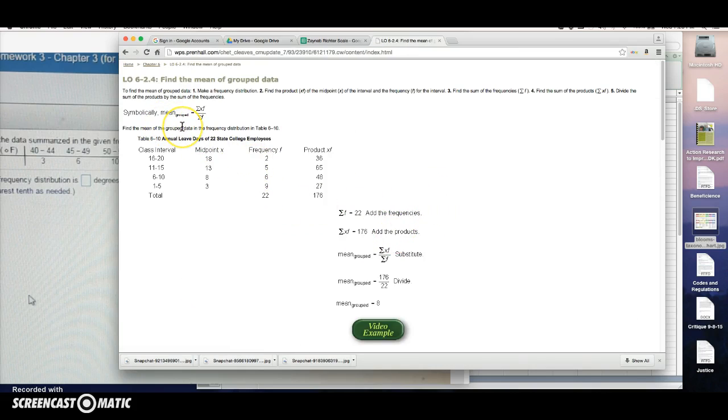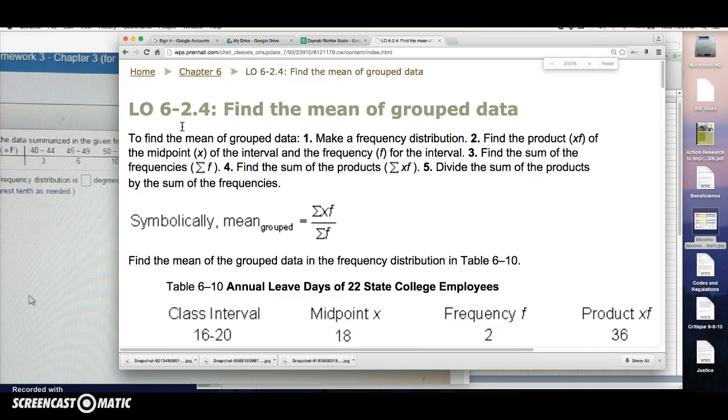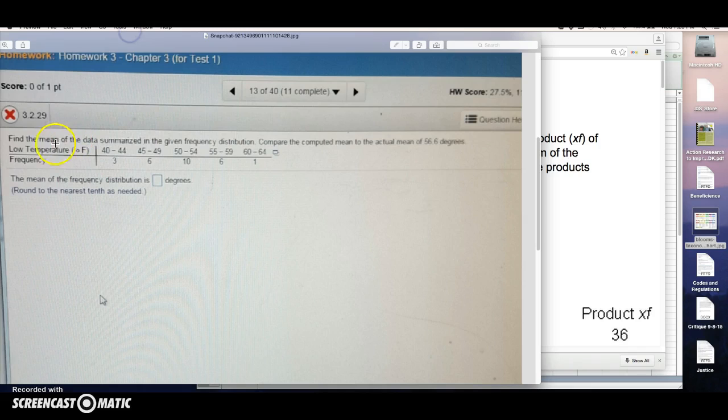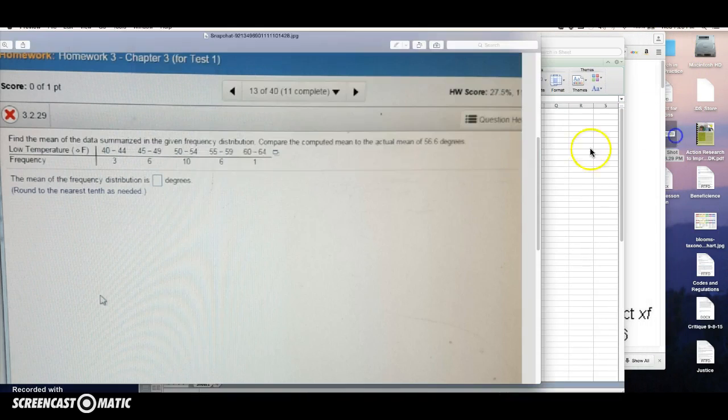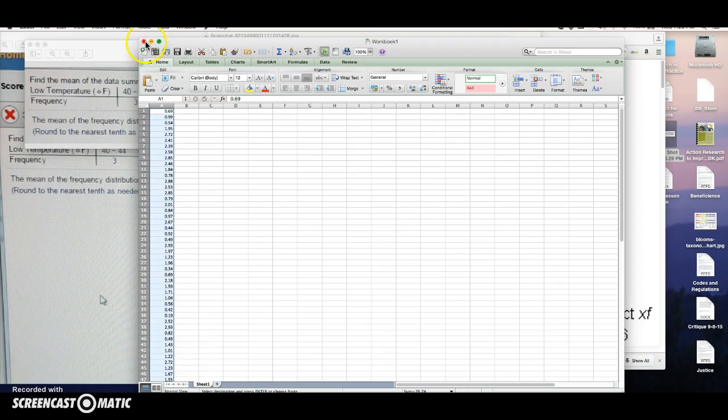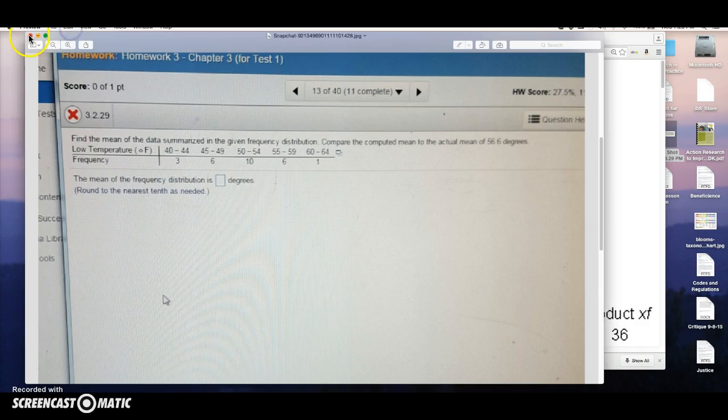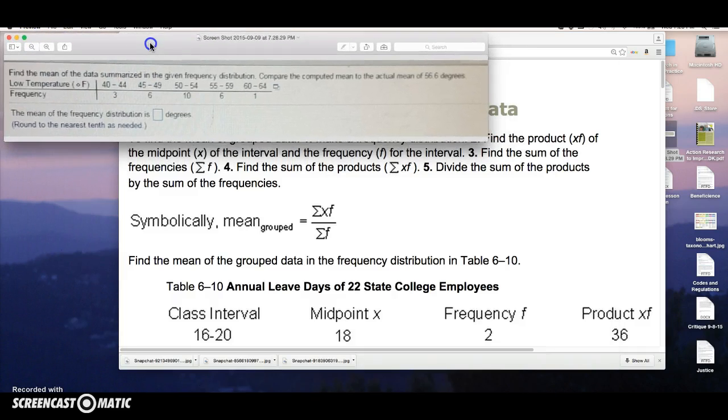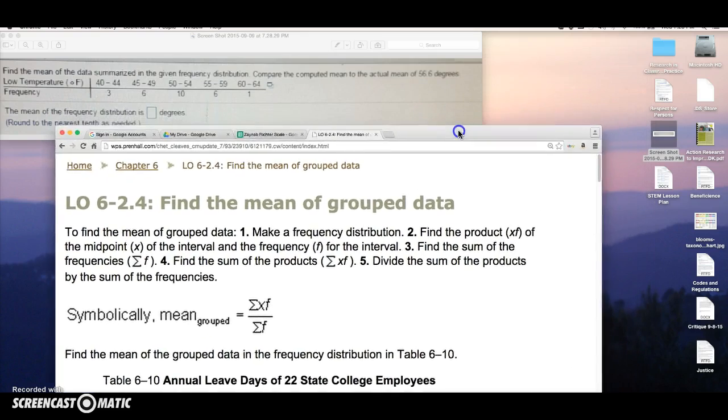And right here, to find the mean of grouped data, make a frequency distribution, which it already did for us. And I'm going to take a little screenshot right here, so I don't have to look at all this. Then I can get rid of this snapshot. Good.